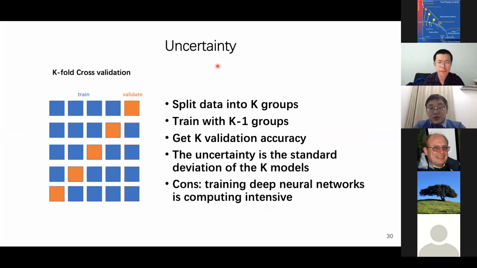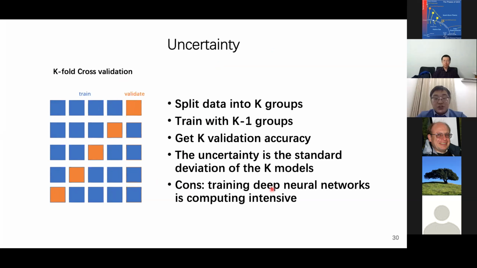So in our community, we did not consider the uncertainty of the neural network much, but there is a very simple way to consider the uncertainty of the network. It's called k-fold cross-validation. One can split the data into k groups, train with k-1 groups and validate on one group. In this way, one can get k validation accuracies, and the uncertainty is the standard deviation of these k models.